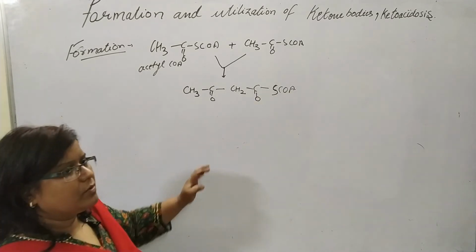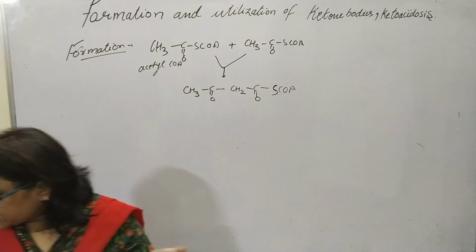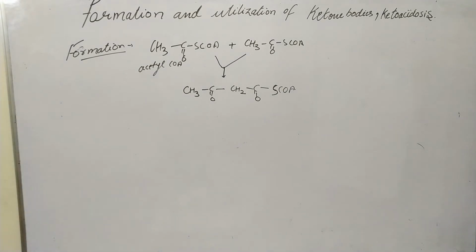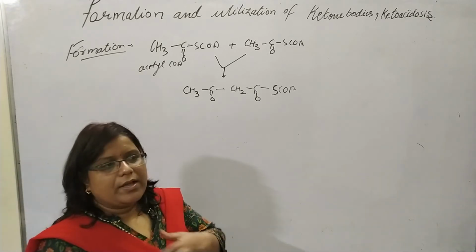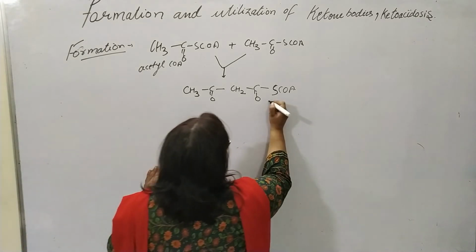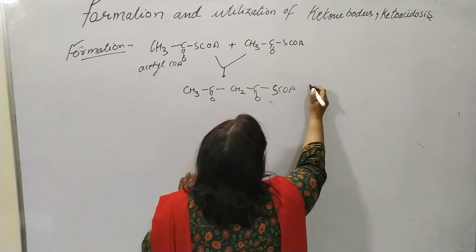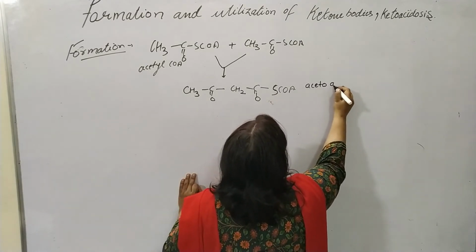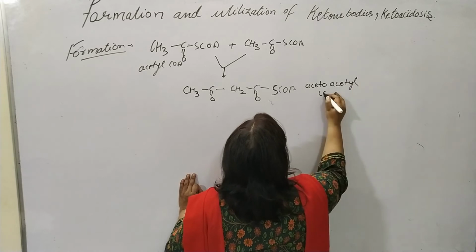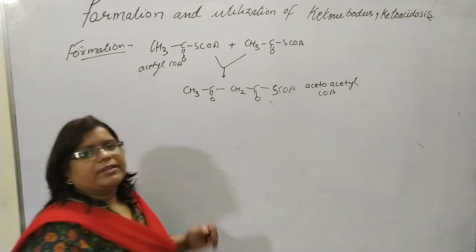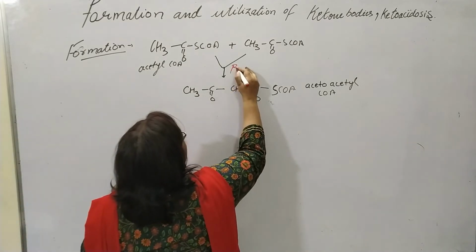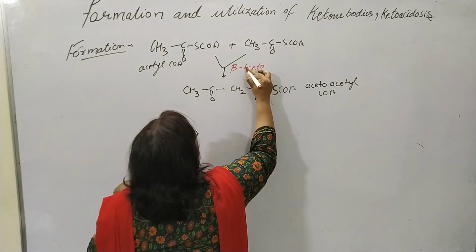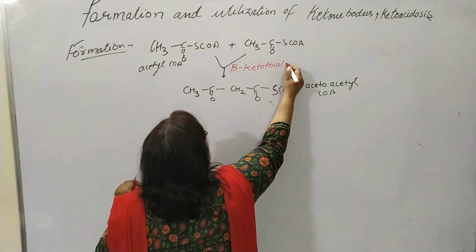Acetoacetyl coenzyme A, CH3 C double bond O CH2 C. I'm just checking this formula. Yeah, this is okay. So this is the acetoacetyl coenzyme A. Okay, so the enzyme is beta-ketothiolase.